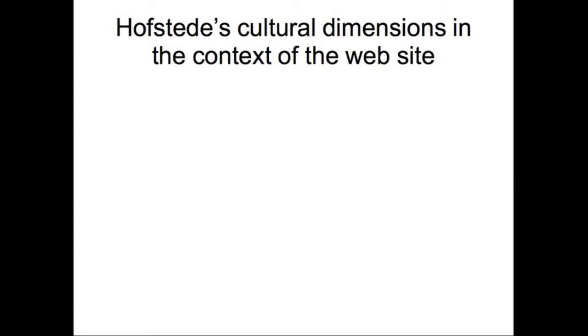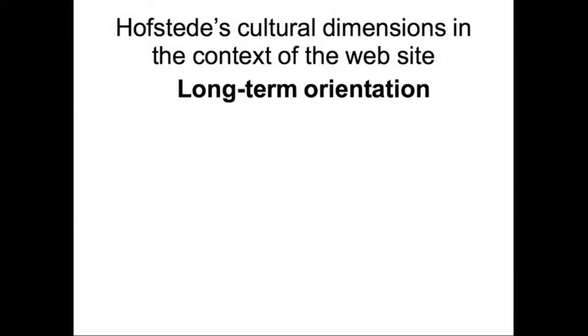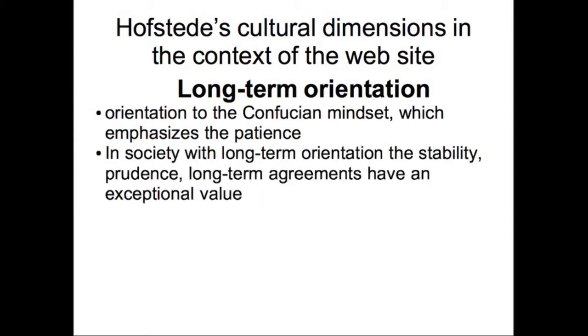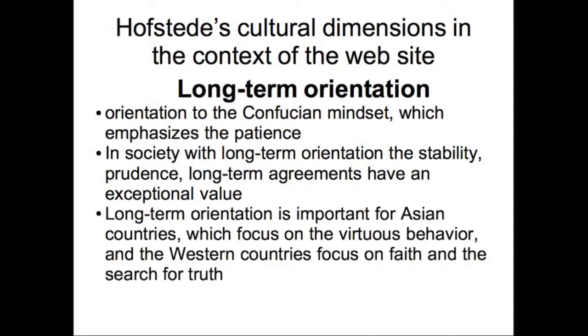The fifth dimension is long-term orientation. It is an orientation to the Confucian mindset, which emphasizes patience. In a society with high long-term orientation, stability, prudence, and long-term agreements have an exceptional value. Long-term orientation is important for Asian countries, which focus on virtuous behavior, and the Western countries focus on faith and the search for truth.